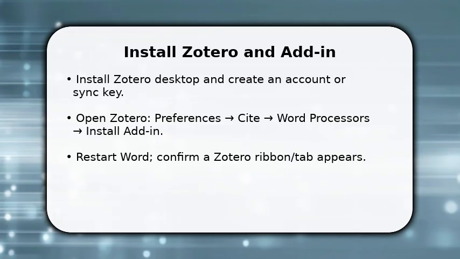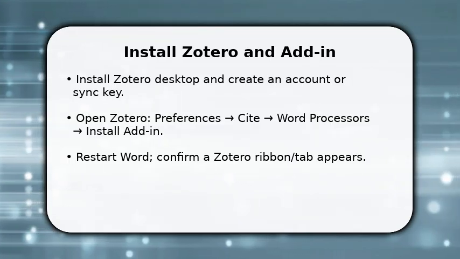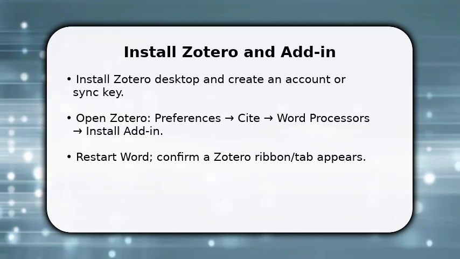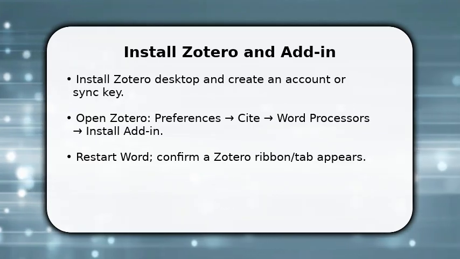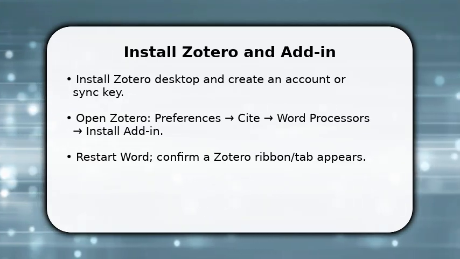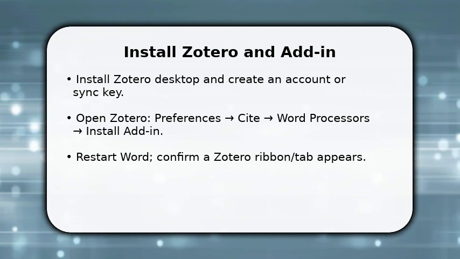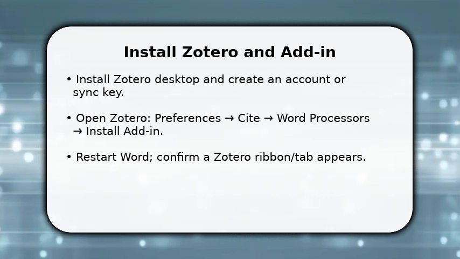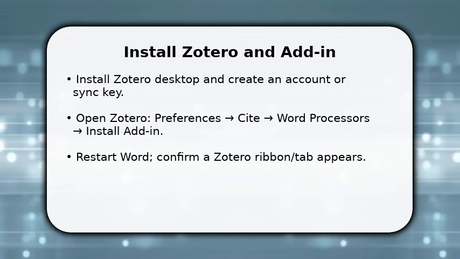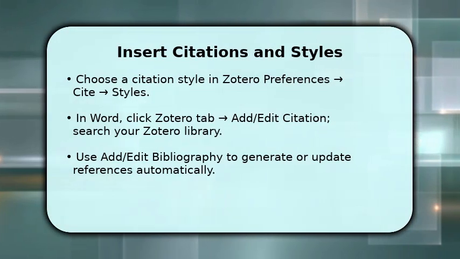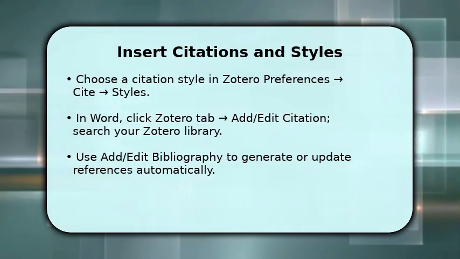You do this now because the add-in bridges Zotero's library and Word's document editor. Without it, you cannot insert live citations or build a bibliography. Make sure Zotero stays open while you work. Once the add-in is visible, pick a citation style in Zotero's preferences so formatting matches your target journal or class.